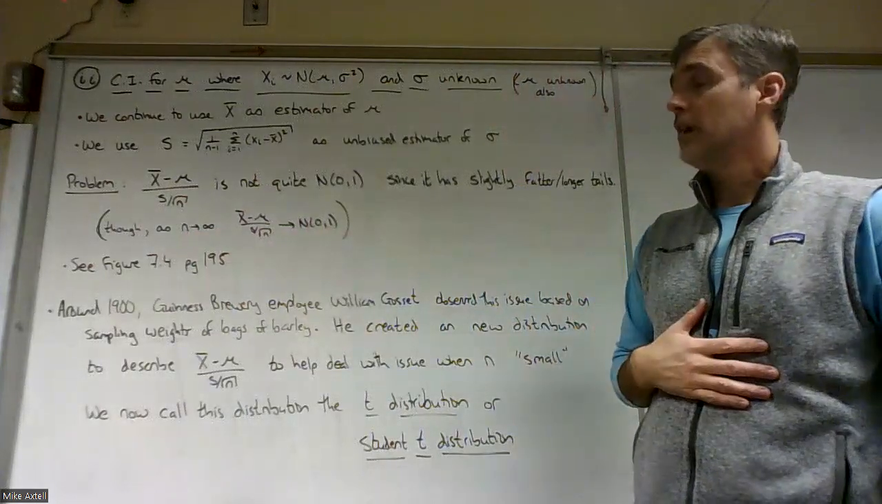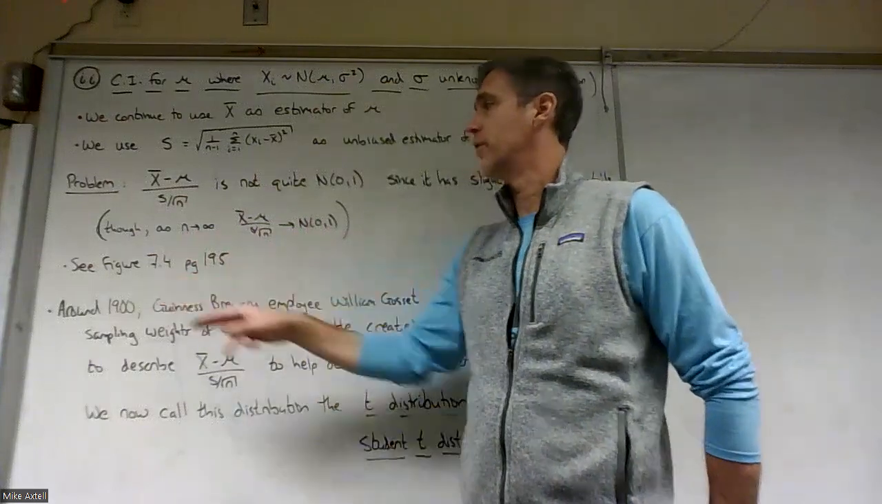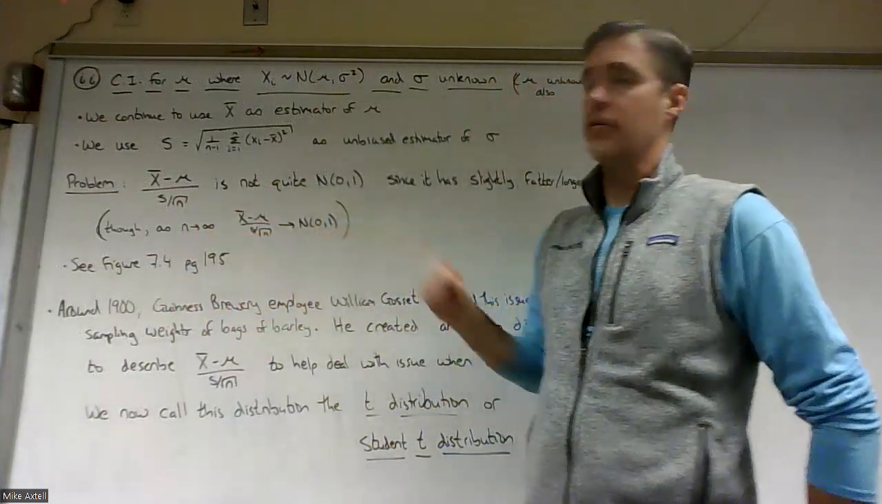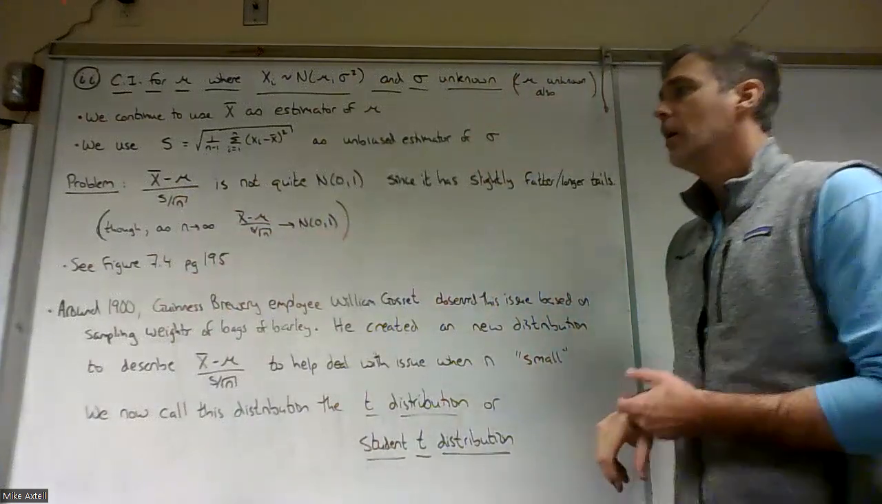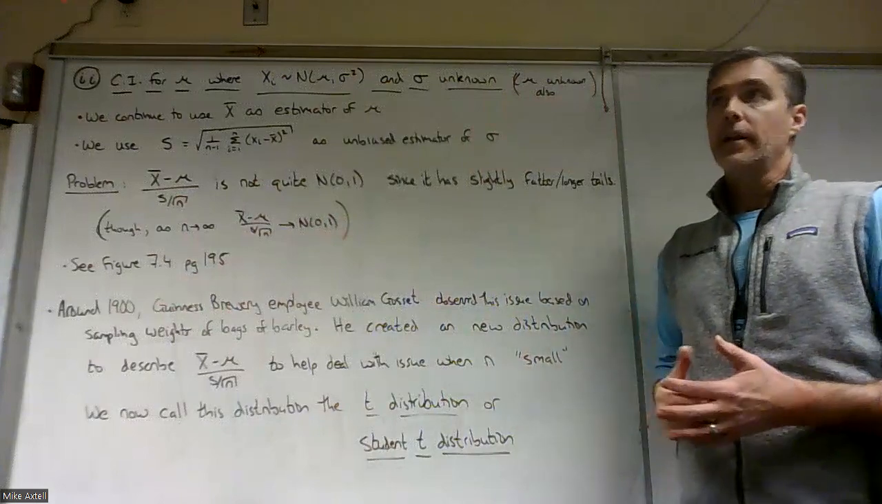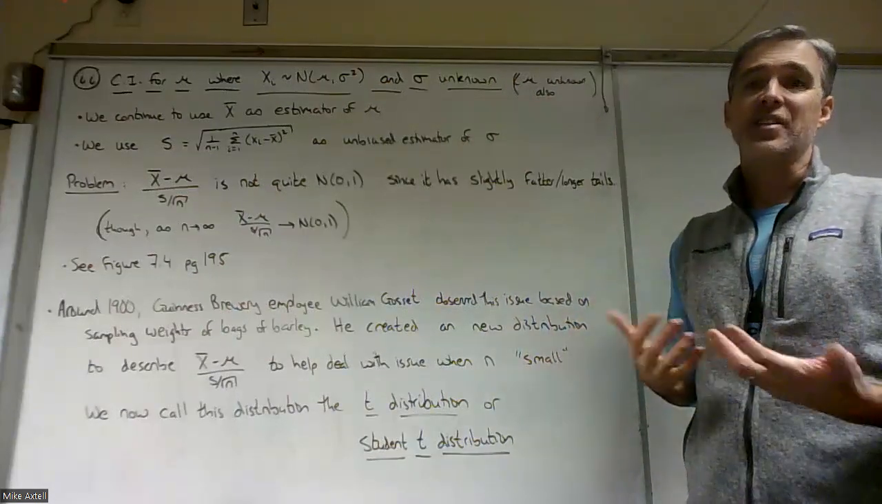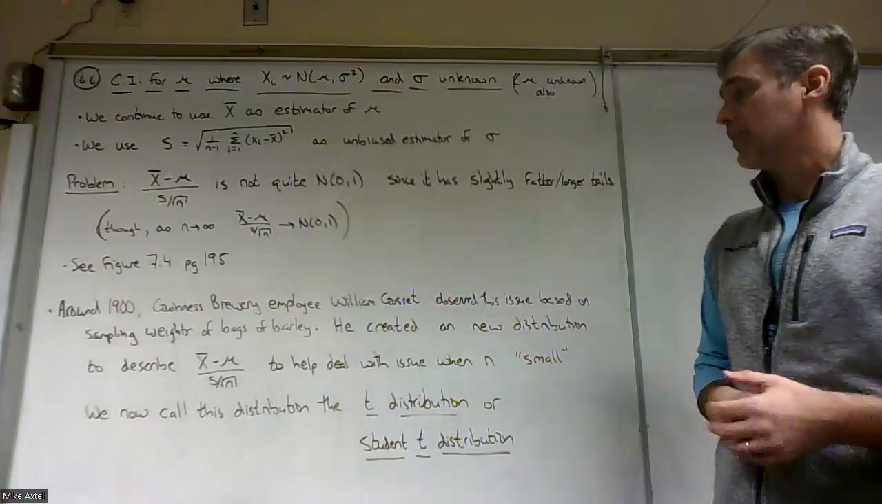So that was good. And if you look on page 195, figure 7.4, they compare this distribution to the standard normal distribution, and you can see they're just sort of slightly off. All right. Well, okay, so around 1900, there's this statistician working at Guinness Brewery in Dublin, all right, named William Gossett.